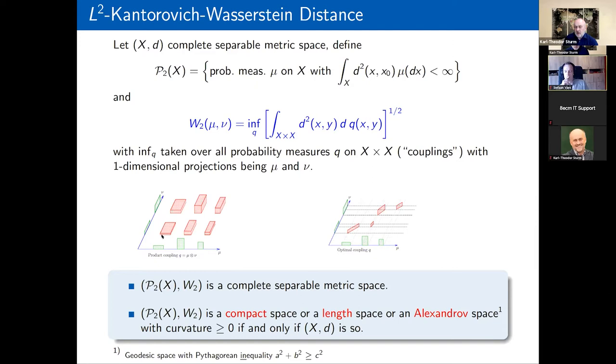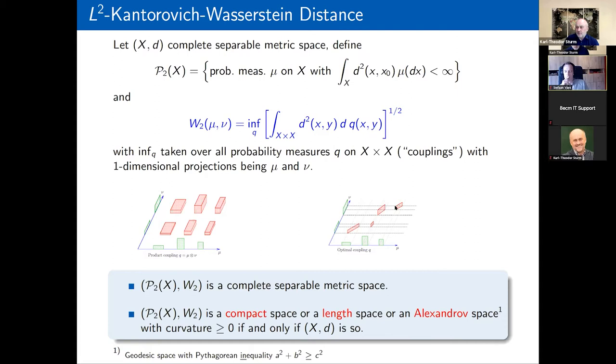So this set is always non-empty, but if we want to minimize the integral of a distance square function, then this will not be a good choice. It's much better to try to concentrate the mass close to the diagonal. And one can easily verify that the optimal choice of such a coupling in this given case is this measure, which sits on the graph of a function. Indeed, this is not a curiosity. This is the typical case, that this optimal measure is indeed sitting on the graph of a function.